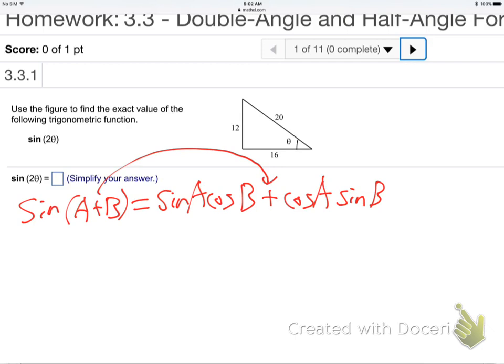Well, what if instead of A and B, you put theta and theta for both A and B? See, that's 2 theta, isn't it? Theta plus theta is 2 theta. Right? So I'm coming up with a formula for sine 2 theta by just saying, hey, I'll just use the A plus B thing and let A and B both be theta.